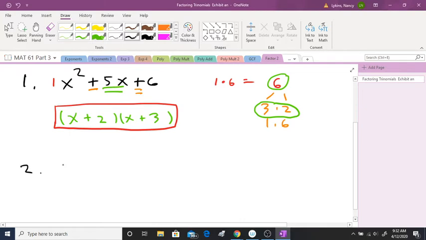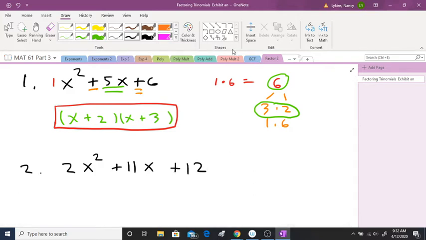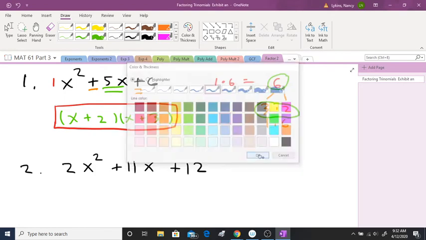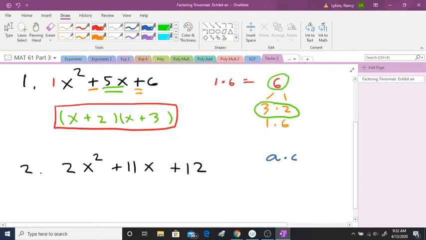So let's say you have 2x squared plus 11x plus 12. Now we need to do the a times c. A is 2, c is 12, so 2 times 12 is 24.